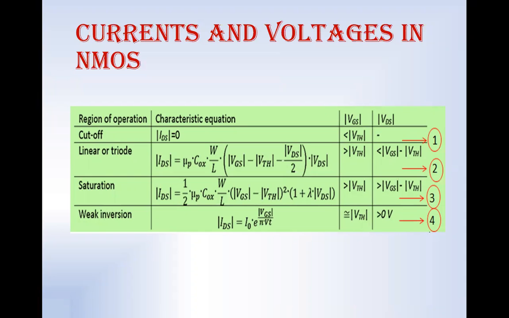Similarly, the linear region, that is the left side of the characteristics, is taken as the linear region or triode region, in which gate voltage is applied above threshold voltage. But at the same time, drain to source voltage VDS is less than VGS minus VT. There, the current is proportional to both applied VGS as well as VDS.